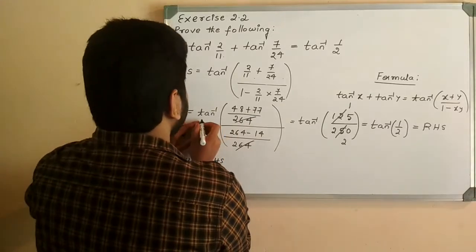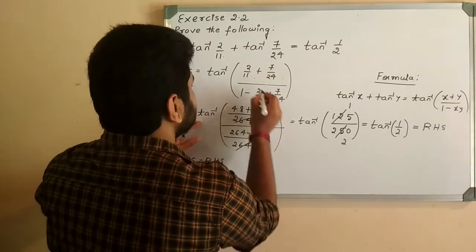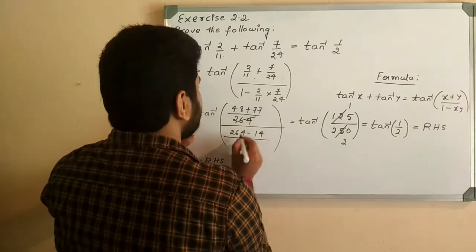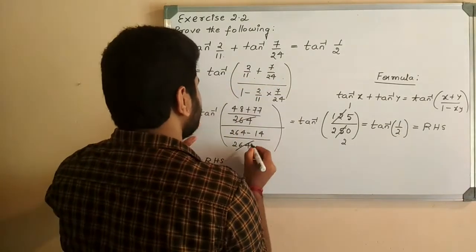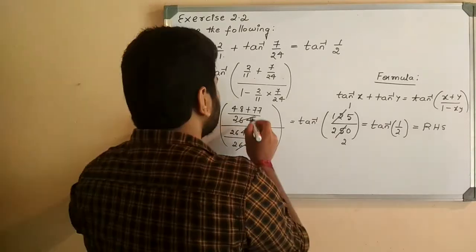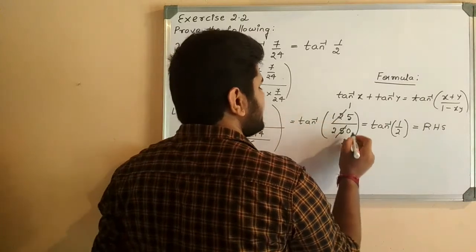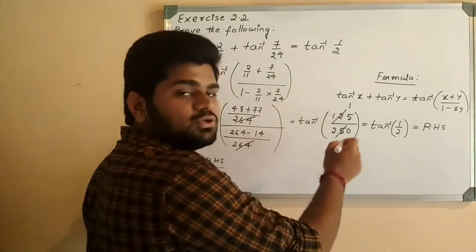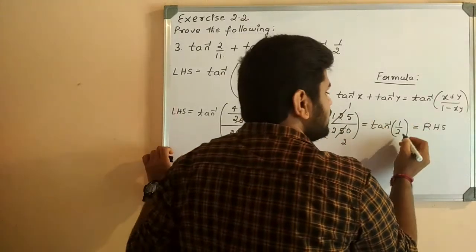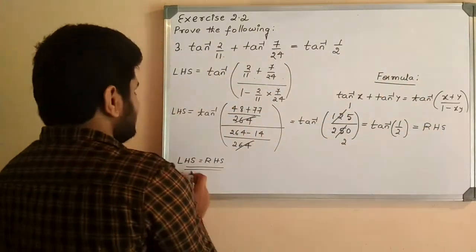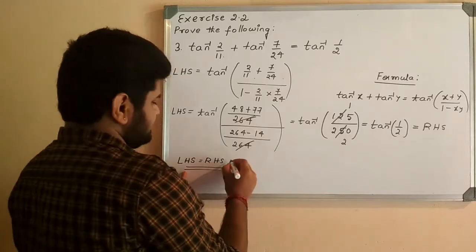So then simplification, tan inverse of 264 is the LCM, 48 plus 77 whole divided by 264 minus 14 by 264. 264 gets cancelled. Tan inverse of 125 by 250. 1's a 2's a. Tan inverse of 1 by 2, which is RHS. So LHS is equal to RHS.